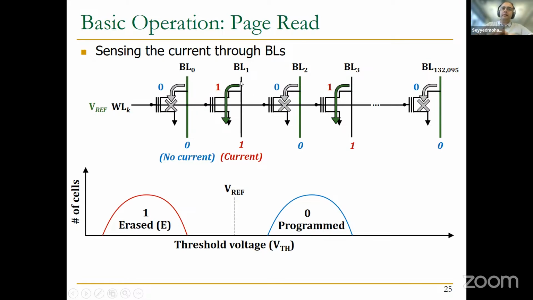And those bit lines that have some current, you will encode as 1. This happens when cells are erased, because with the reference voltage, this flash cell is going to be on and will flow the current. But we will see later in this lecture how we can sense this current, because we should have a logic for that also.